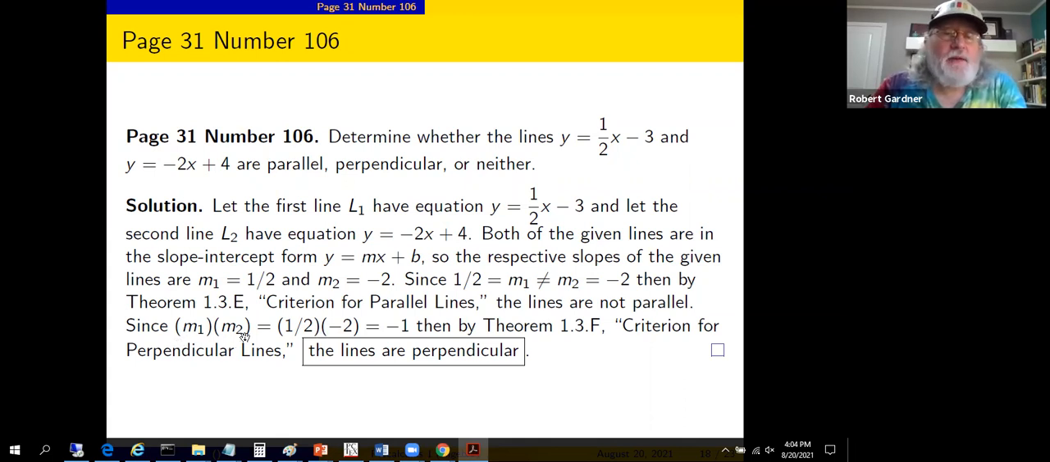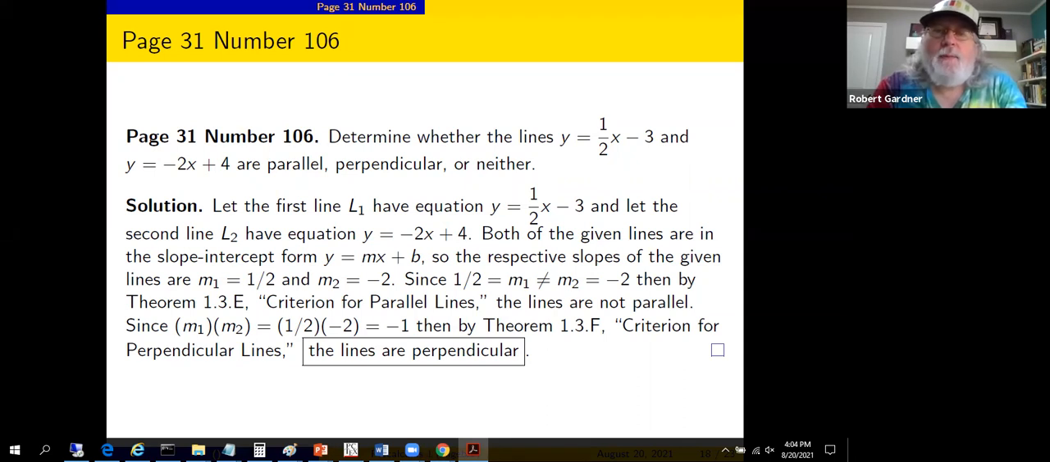If you multiply the slopes together, multiply 1/2 and -2, that produces -1. Oh, they are perpendicular. The product of the slopes is -1. One is the negative reciprocal of the other. So the lines are perpendicular. It was theorem 1.3.f specifically that gave us that, the thing we just went through the proof of.